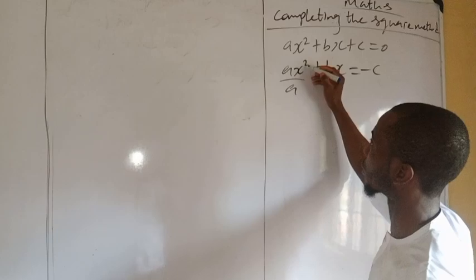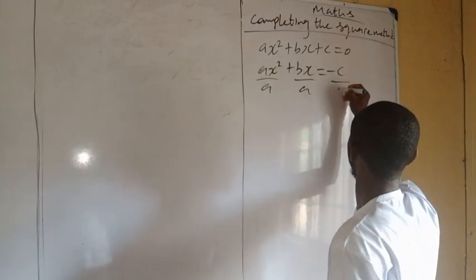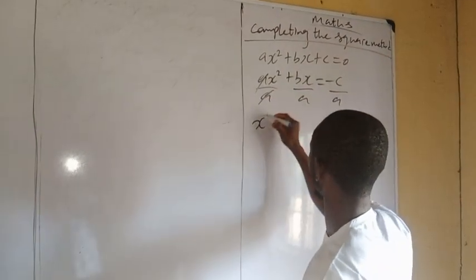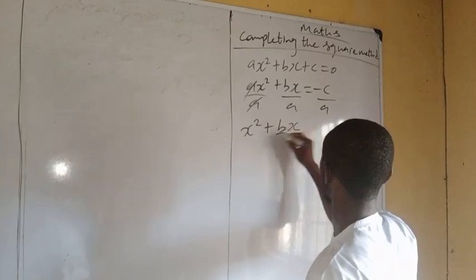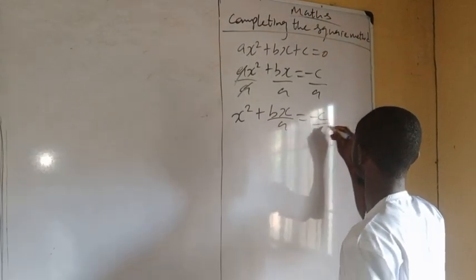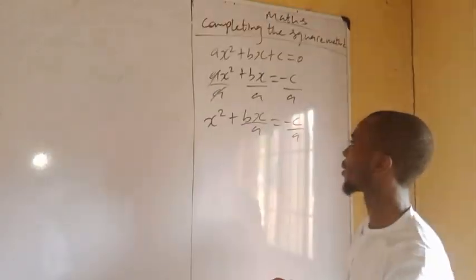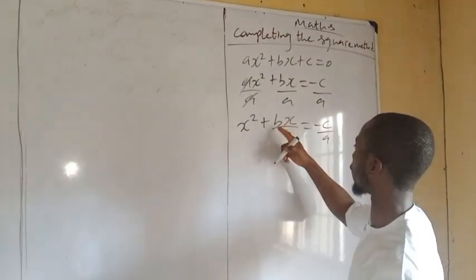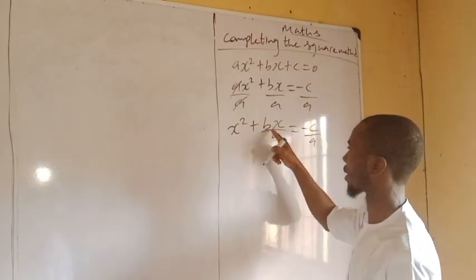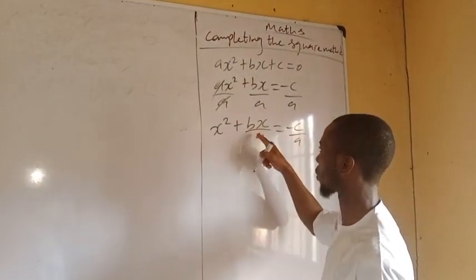You divide the coefficient of x squared by a. Alright, so you have that x squared plus bx all over a equal to minus c over a. Now the third step is that you take the square of half of the coefficient of x.